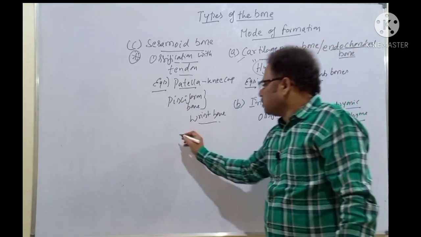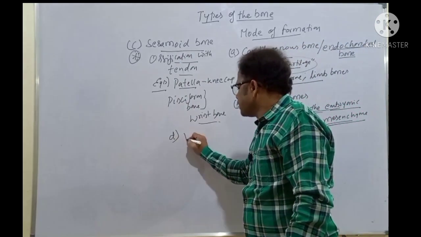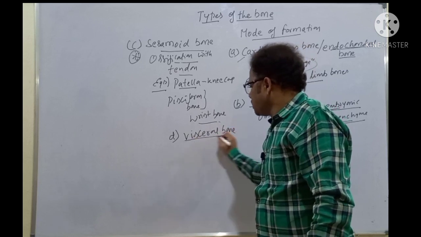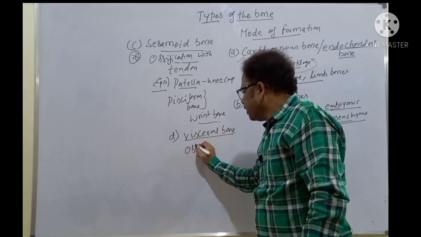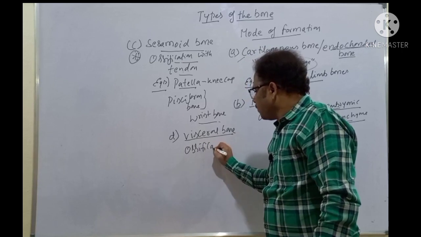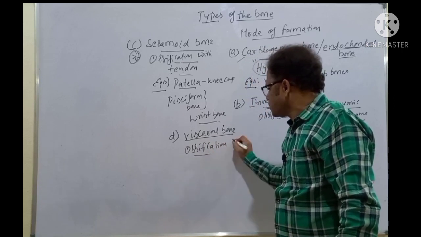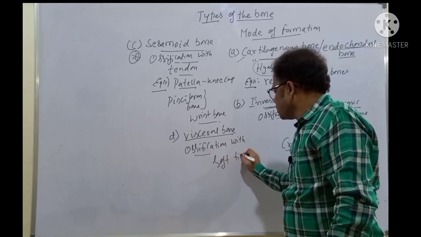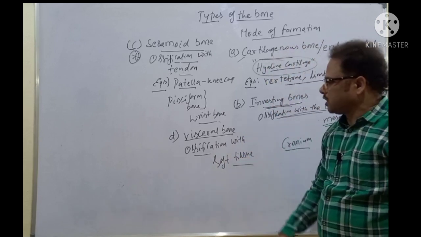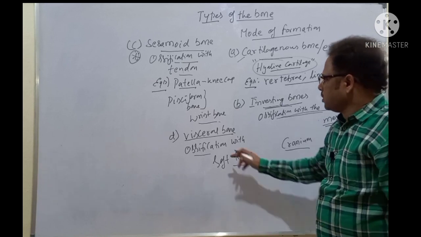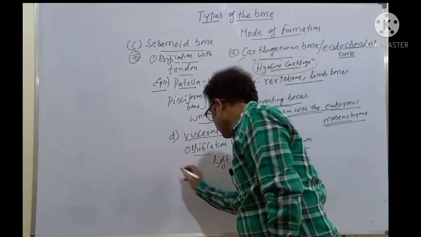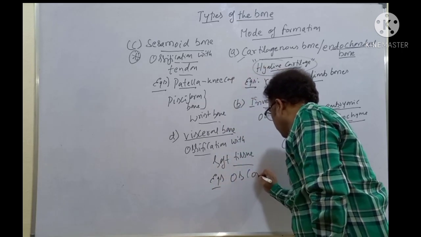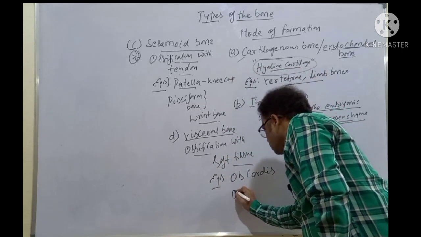Clear, students? And the next one is visceral bone. Visceral bone: the ossification with soft tissue, any soft tissue. During the formation of bone, if it is ossified with the soft tissue, any soft tissue, such a bone is called the visceral bone. Clear, students? What is an example? Examples are os cordis and os penis.